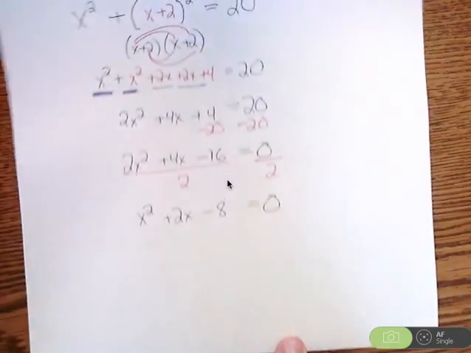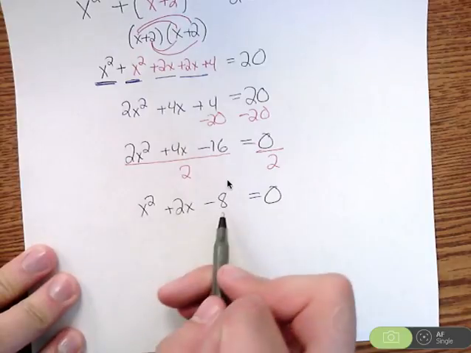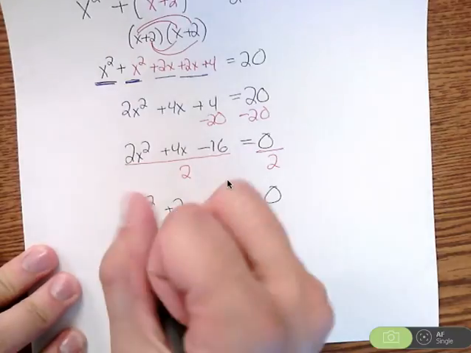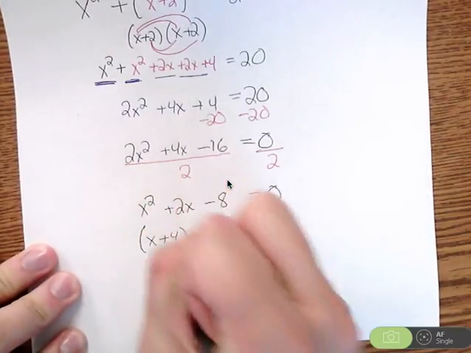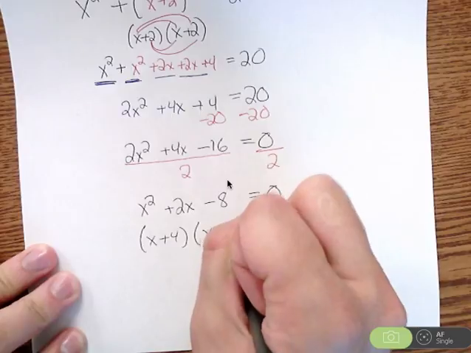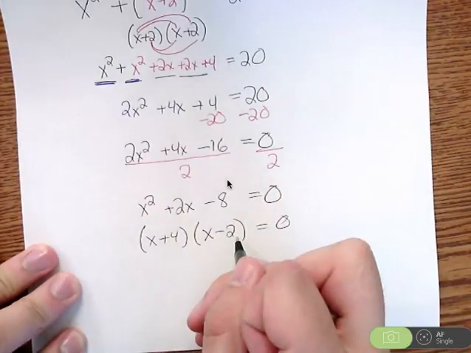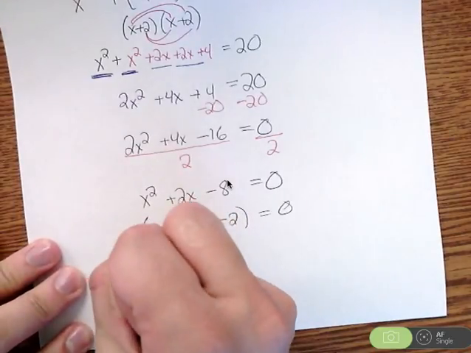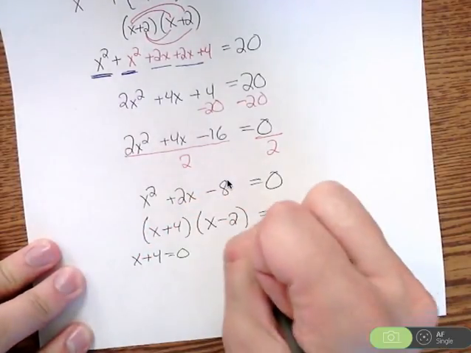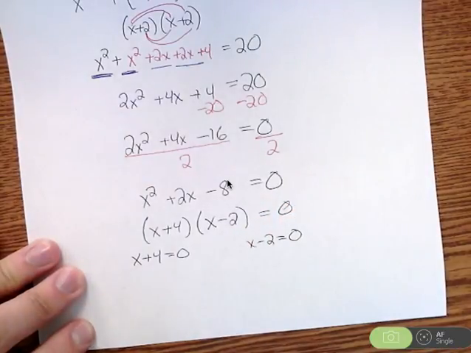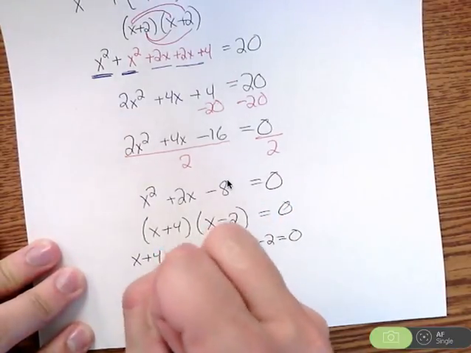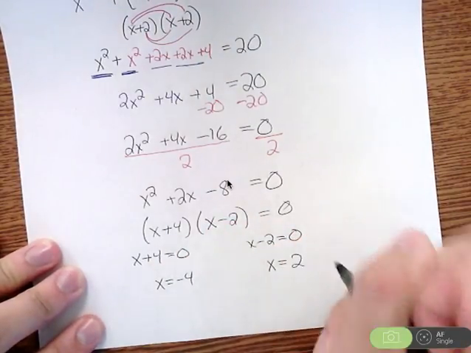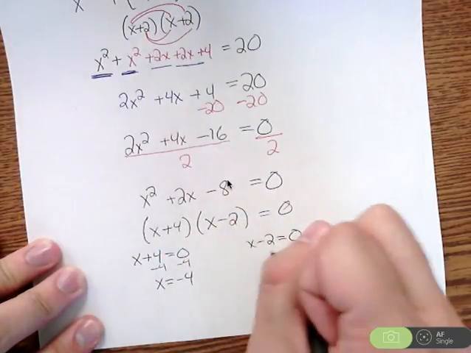I need to continue factoring there. So I'm looking for two numbers that multiply to negative 8 that also add to 2. The numbers I'm looking for give us x plus 4, x minus 2, because 4 times negative 2 is negative 8. Add those together, you get positive 2. To solve by factoring, set each factor equal to 0. So now I know x is negative 4, and x equals positive 2. So I subtract the 4, I added the 2.